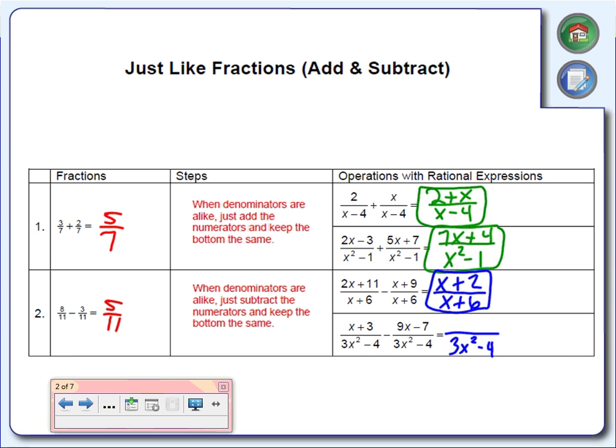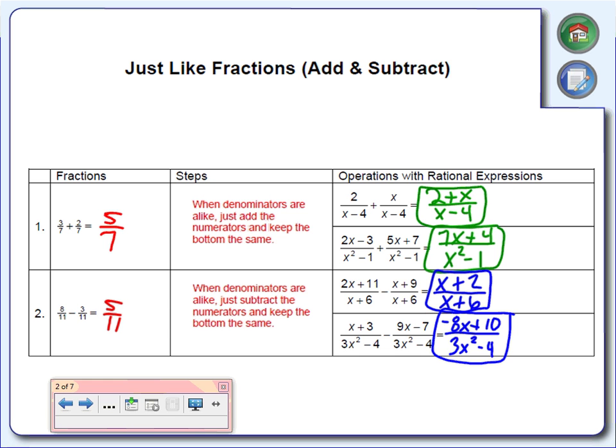X minus a 9x. What kind of 8x? Negative 8x. And 3 minus a negative 7. 3 minus a negative 7 would be a 10. What kind of 10? Positive 10. Again, if you can simplify or reduce it, you want to reduce it. However, this one right here does not reduce. So we'll leave it just like that.